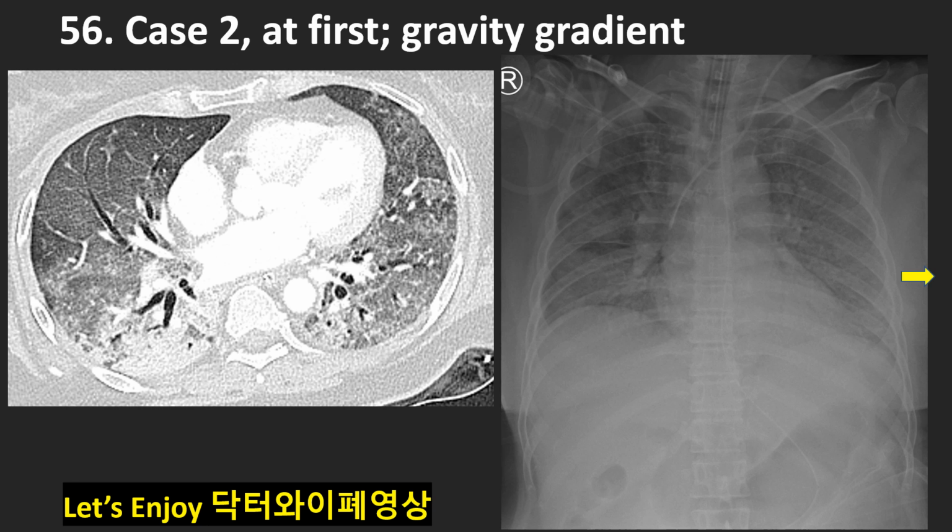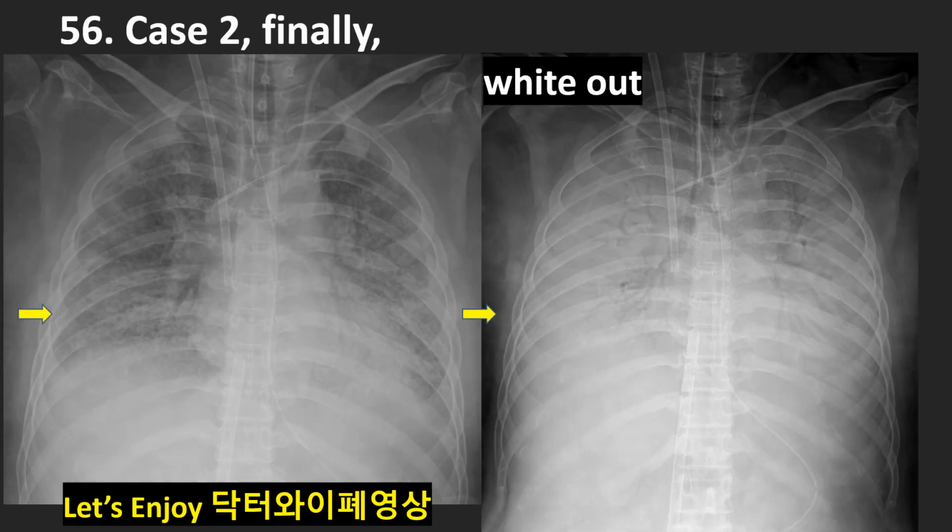That's the first image. And what happened next? Day by day, his condition went from bad to worse. And his image findings also went from bad to worse. Finally, on the right side, we see only the black feature of the large airway, no more black normal parenchyma, only white lung, white out images. He passed away the next day.